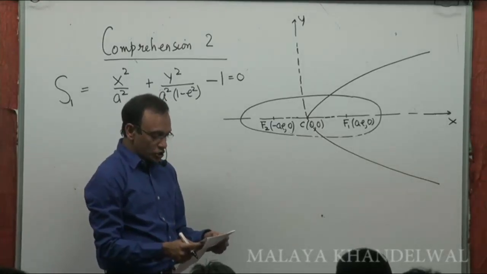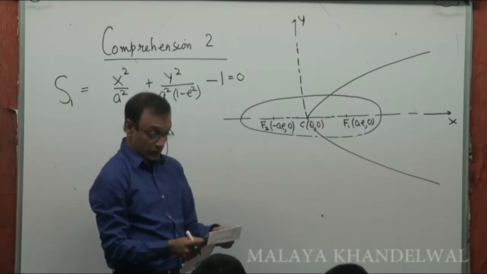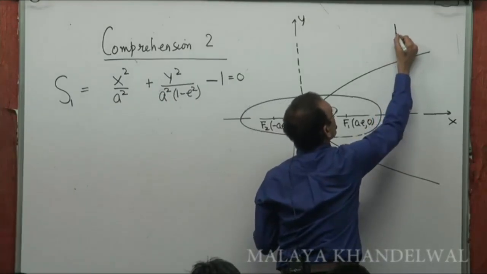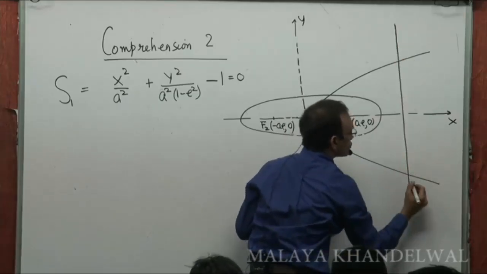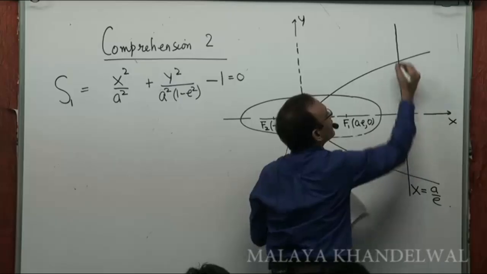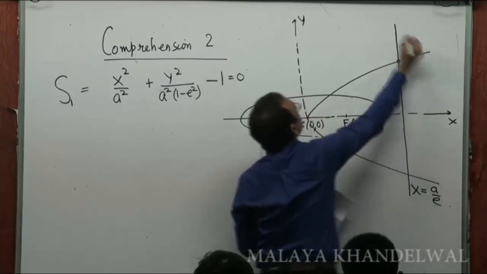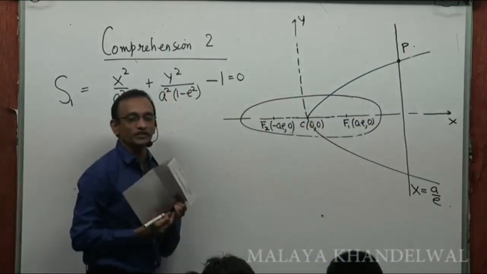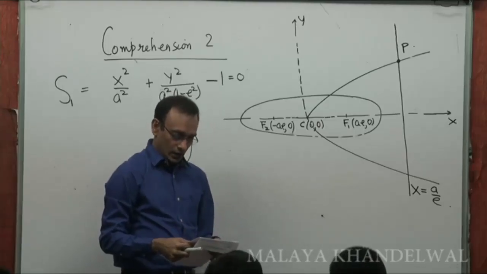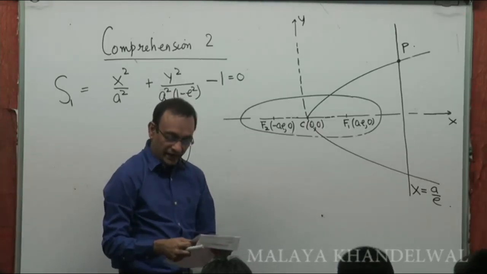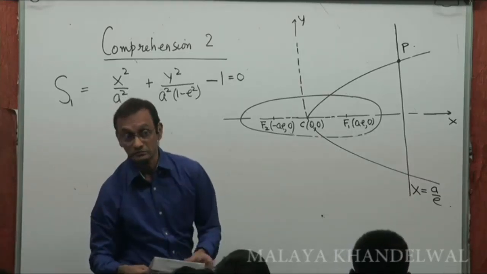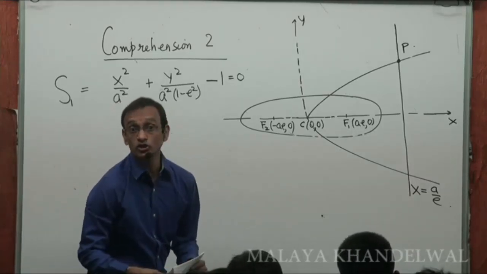Let P be the intersection of the parabola and the directrix of the ellipse in the first quadrant. This is the directrix of the ellipse. What gives us the directrix of the ellipse? x equal to a by e. And this point is referred to as P, the point of intersection of the parabola with the directrix of the ellipse. And L equal to 0 be the directrix of the parabola.